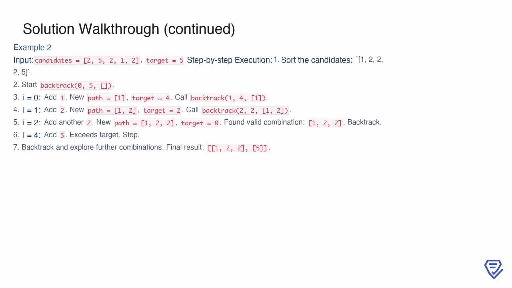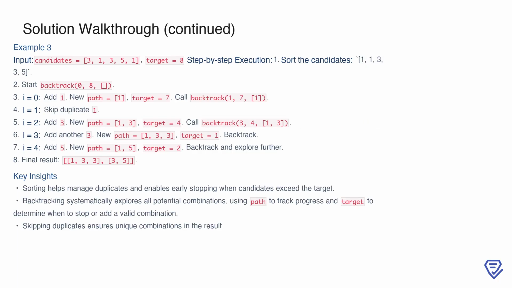At this point, we backtrack to explore other possibilities. When we consider adding 5 directly, it matches the target, giving us another valid combination, 5. The backtracking process ensures that we explore all potential combinations systematically while skipping duplicates to maintain uniqueness in the final result. For this example, the final output is [1, 2, 2], [5].